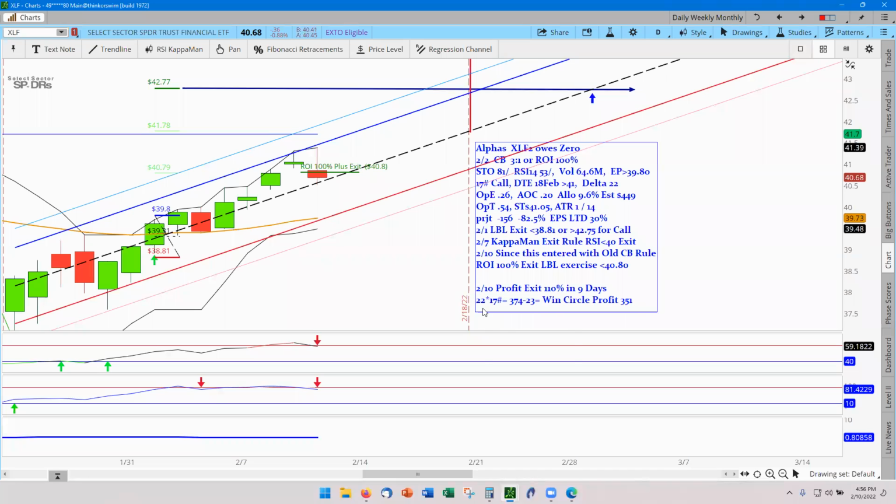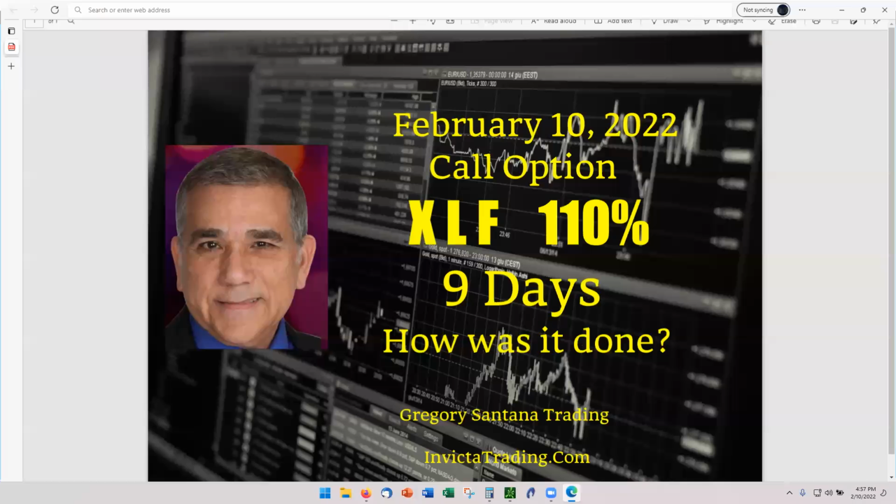So there we are, 17 contracts, 374 minus 23 for the commissions, and one circle profit of 351. And now XLF2, because that was the second attempt on financials in the alphas, and that had a 0 owed. So that's a nice profit to be adding to the buying power. So with that said, we're going to go ahead and conclude today's report with XLF at 110% in 9 days.